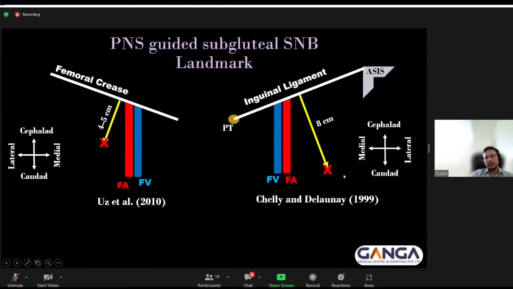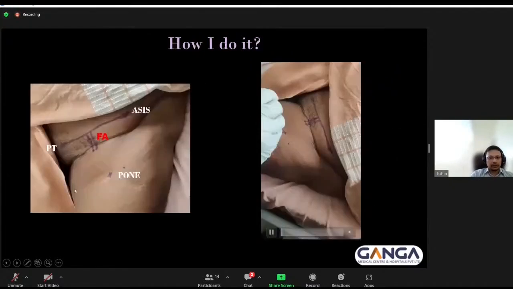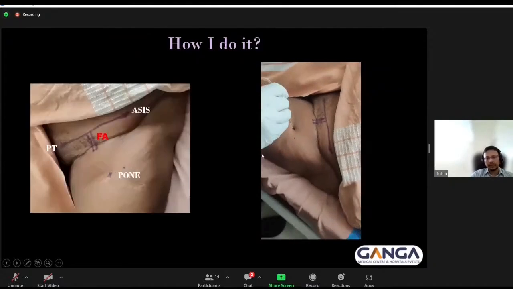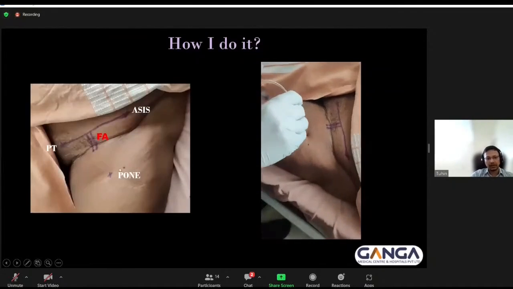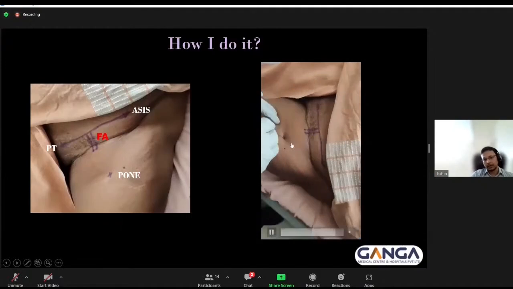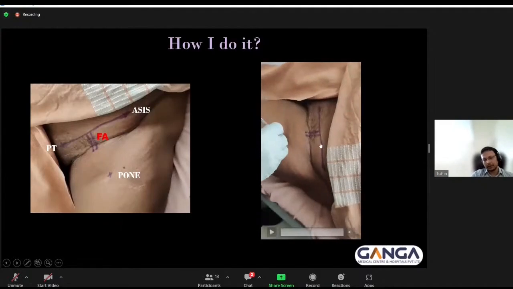And also, while withdrawing the needle, we can also block the femoral nerve. This needle entry point is lateral to the femoral nerve, so it is also described as a two-in-one block. So in a single puncture, we can block the sciatic nerve and the femoral nerve also. So this is the technique from 8 centimeter distal to the inguinal ligament. The needle entry point is 8 centimeter distal to the midpoint of the inguinal ligament.